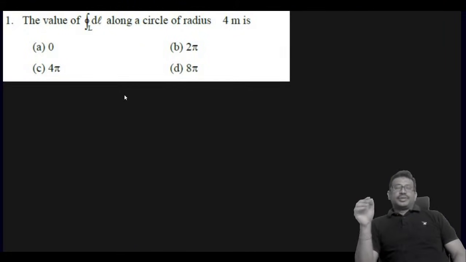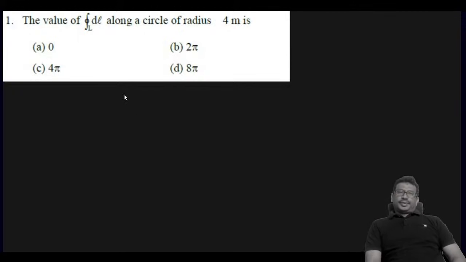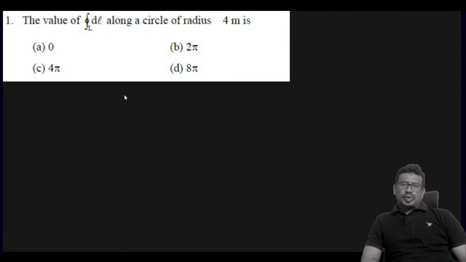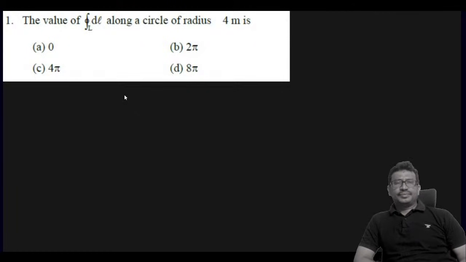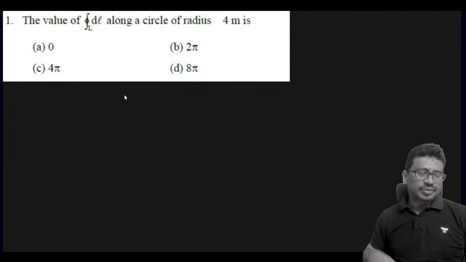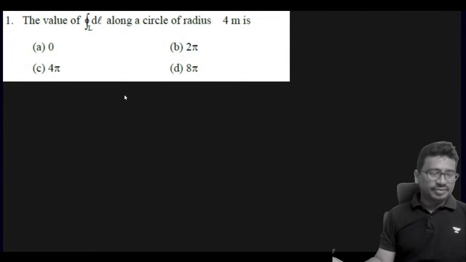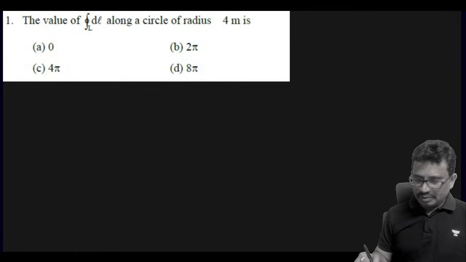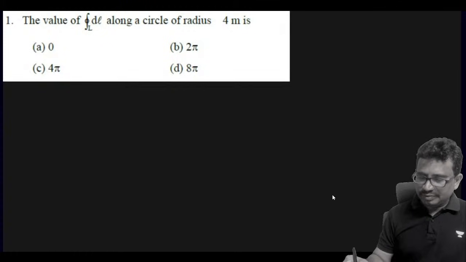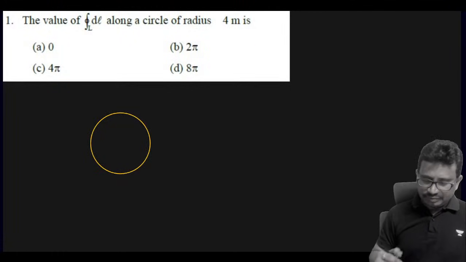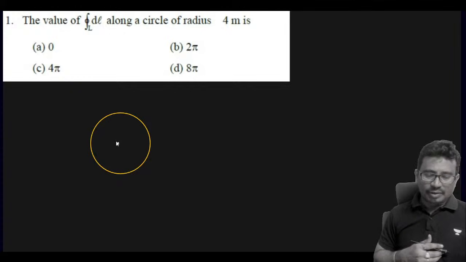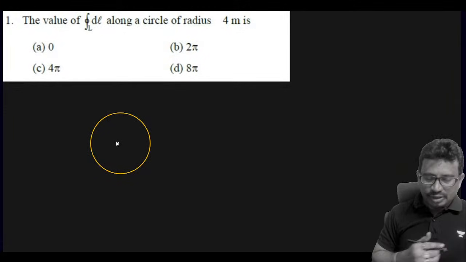Let's see some problems now to understand these concepts. Take this problem. The value of the closed integral of dl. Here this dl is a scalar, so we cannot apply the Stokes theorem here. It is length only. So here dl is given, along a circle, the total length.